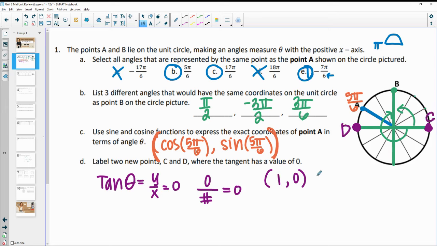So at the ordered pair of 1, 0, that's going to have a tangent of 0. And at the ordered pair of negative 1, 0, that's going to have a tangent of 0.